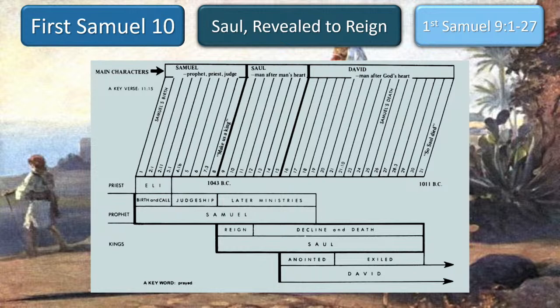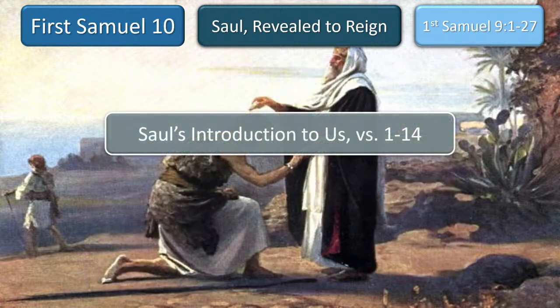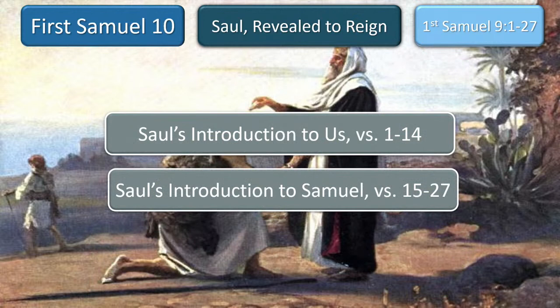So this might help. Now, the other thing that I think might help tonight, if you remember last week, I think we had 9 points in our outline. I'm going to make it real simple. You're going to have 2 points. Saul's introduction to us, verses 1 through 14, and then Saul's introduction to Samuel, verses 15 through 27. Now, under that, I have 52 subpoints. No, I'm kidding. I don't have that many, but almost every verse is a subpoint, but I'm not going to give you the subpoints. I'm just going to give you the verse that's here.